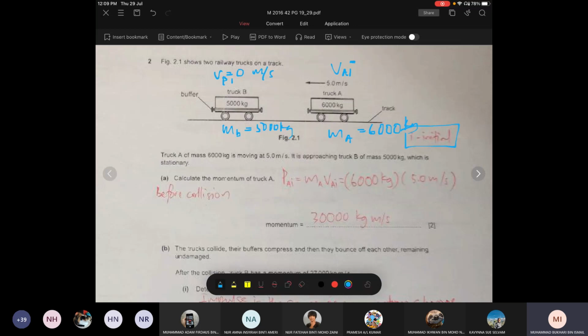Okay, calculate momentum of truck A. For this question, you need to calculate the momentum before the collision. So simply use the formula for momentum, P equals mv. Remember, VAI, I stands for initial, before the collision. And then you get the answer, 30,000 kilogram meter per second. Once again, never forget to write the unit. 1 mark for the calculation and 1 mark for the answer with correct unit.